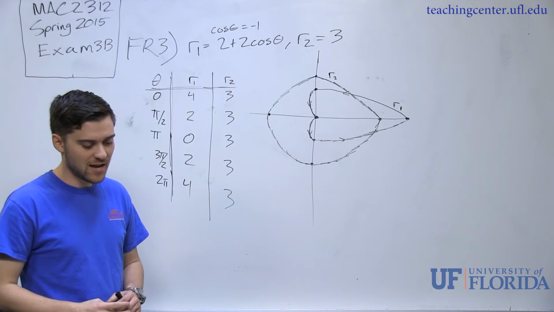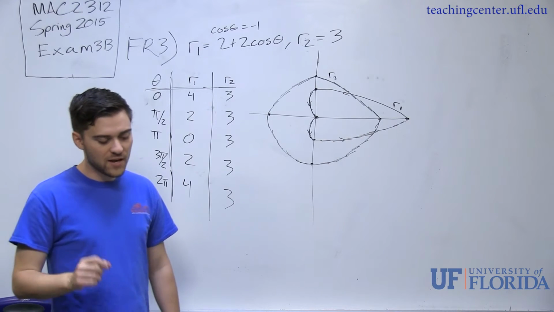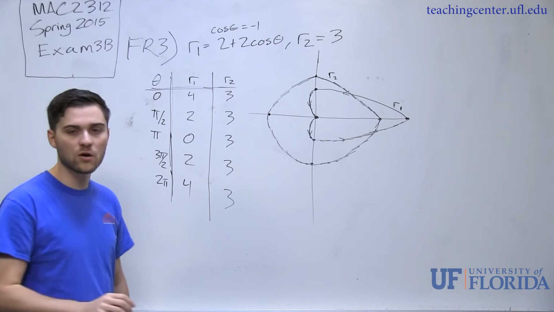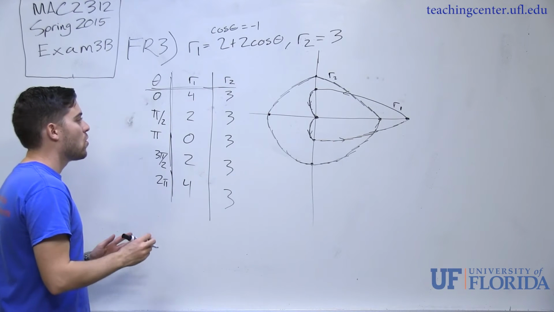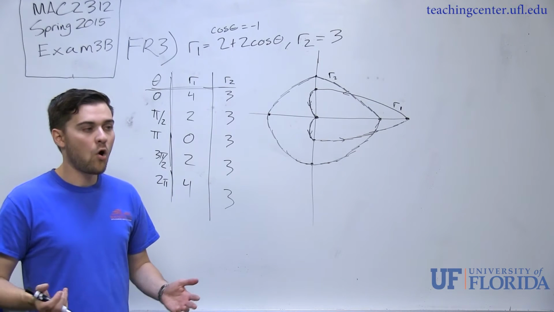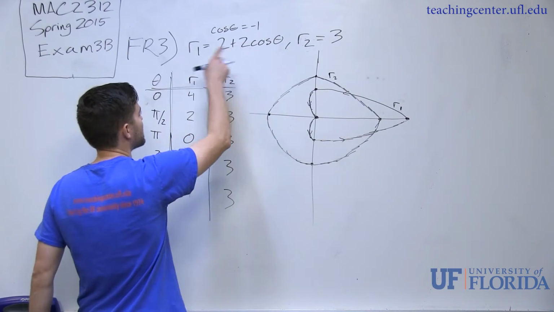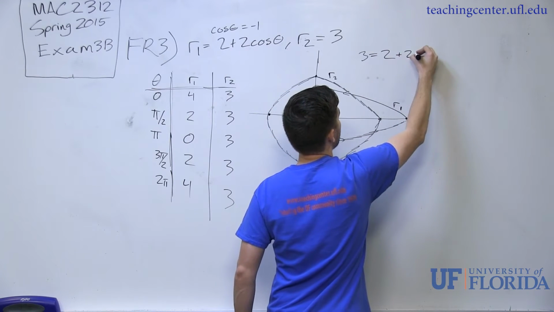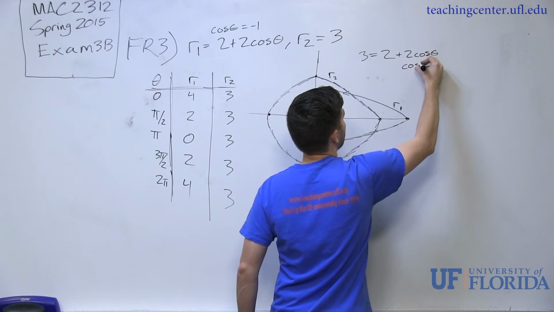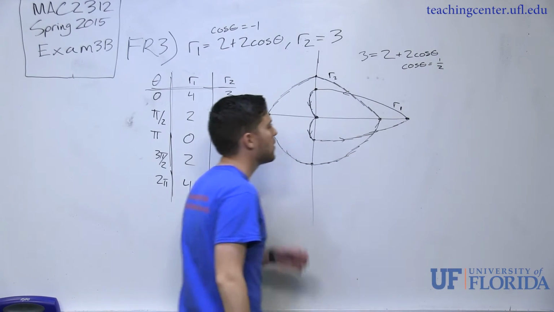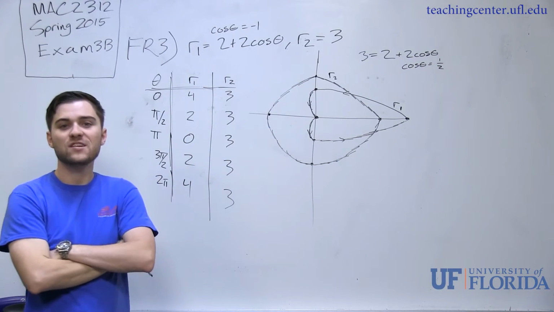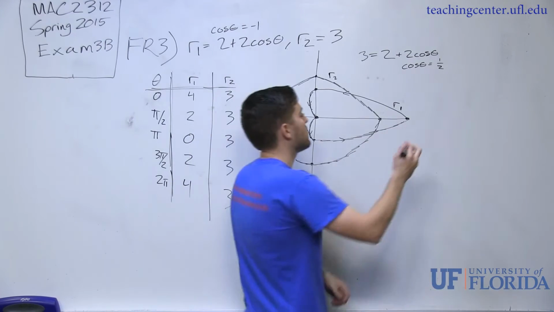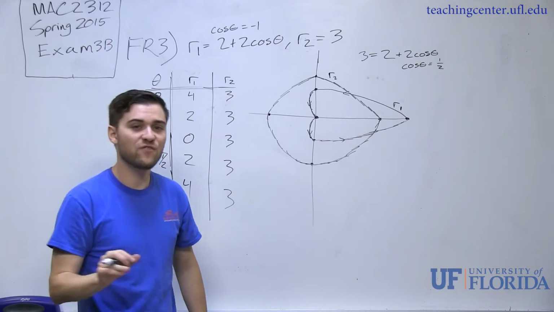Now, the next question says, label the rays theta of intersection of the two curves. So let's find the intersection points of these two curves and label them. To find the intersection points, all we do is set them equal to each other. So when I set this equal to this, I end up with 3 equals 2 plus 2 cosine of theta. Cosine of theta is equal to 1/2. So I need to find where cosine theta is positive 1/2, and that will be my theta values for my intersection. I already know that it will be positive in the first and fourth quadrant.